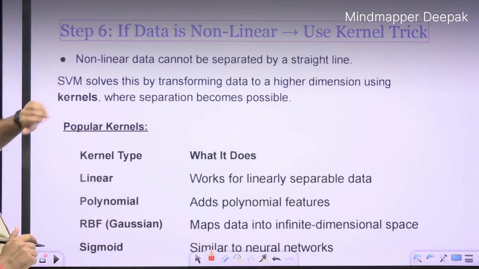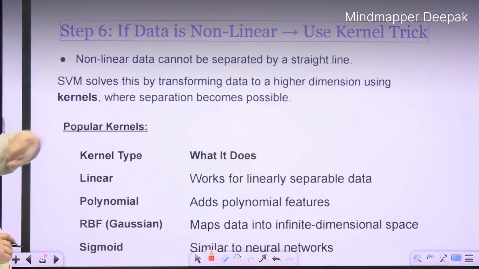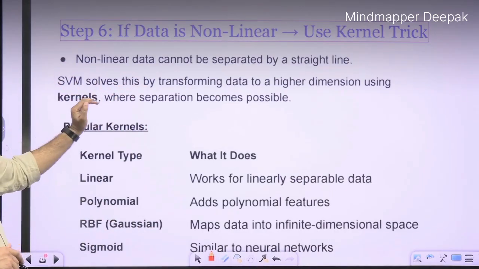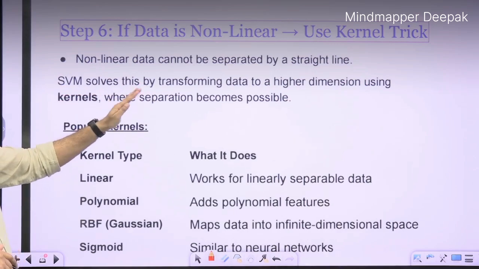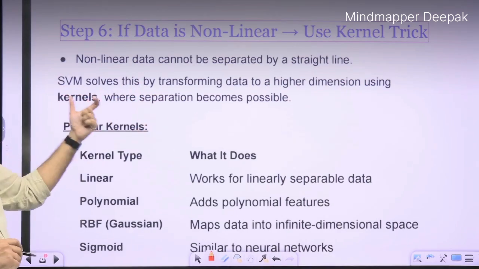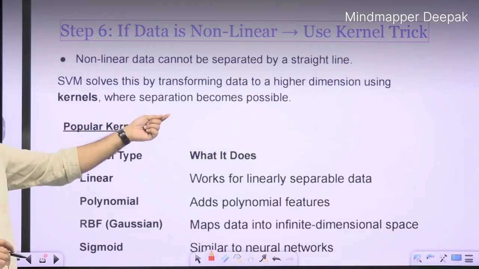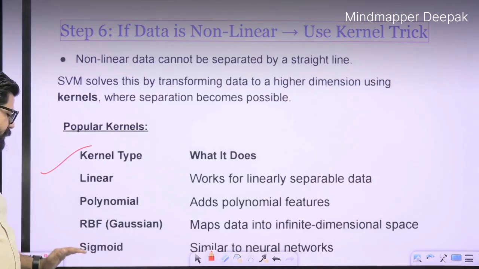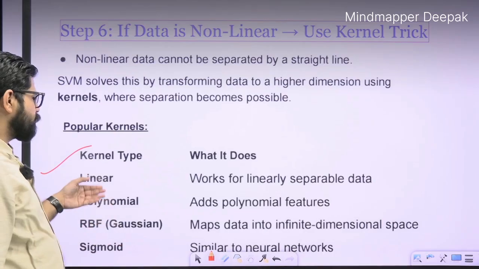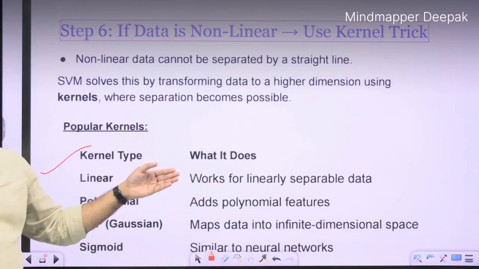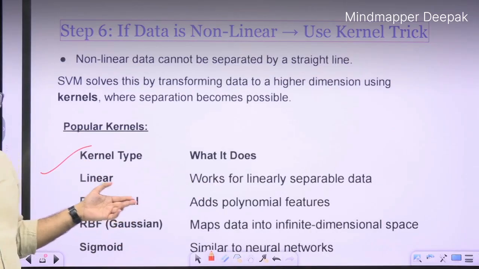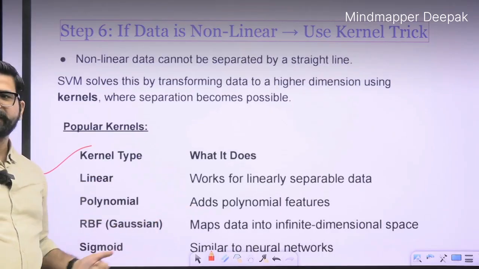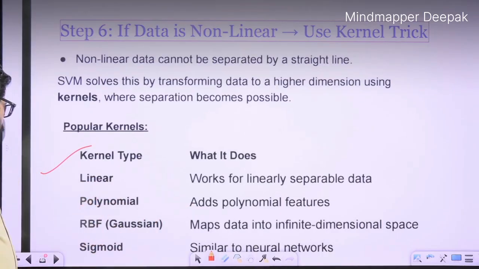Sixth: if non-linear data cannot be separated by a straight line, then use the kernel trick, in which you transform the data to a higher dimension using the concept of a kernel, where separation becomes easily possible. The kernel types are linear, polynomial, RBF and sigmoid. Linear works with simple separable data. Polynomial adds polynomial features. RBF, the Gaussian kernel, maps the data into an infinite-dimensional space, and sigmoid is similar to neural networks.